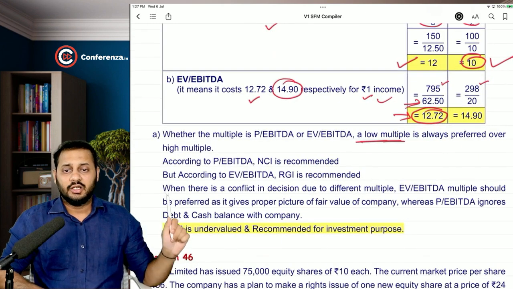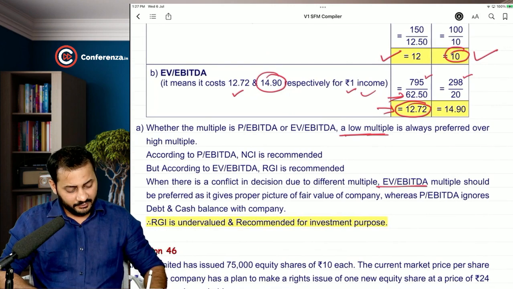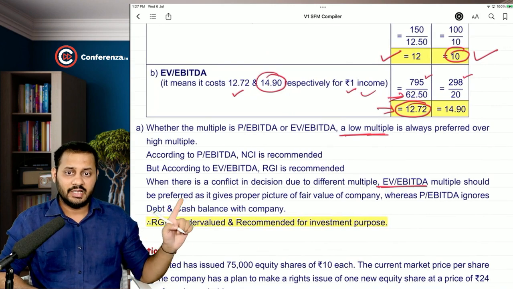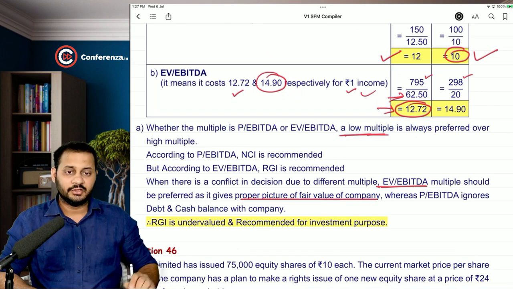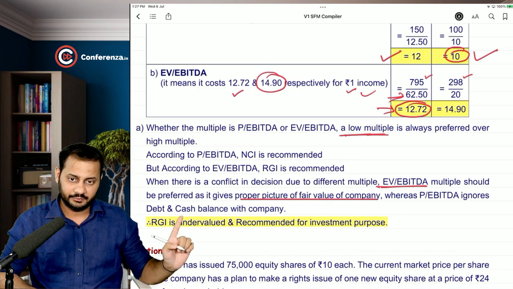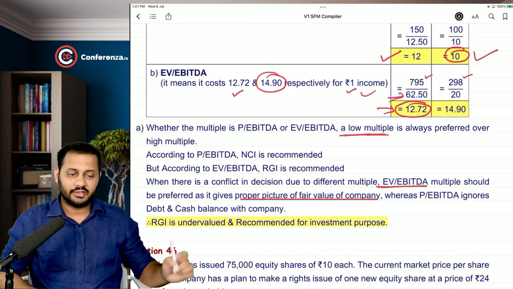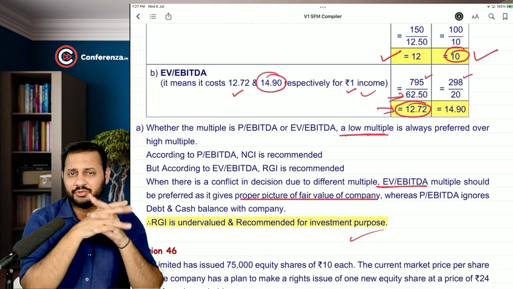See, when there is a conflict in decision due to different multiples, the EV by EBITDA multiple should be preferred, as it gives the proper picture of the fair value of the company, whereas price by EBITDA ignores debt and cash balance with the company. RGI is undervalued and recommended for investment purposes. This is how the question goes. It was an interesting question, isn't it?